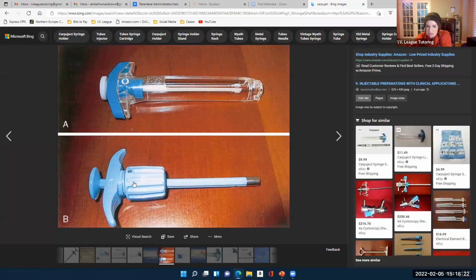It may look like this. UTMB uses these. You screw that into the pre-filled syringe, screw this part right here until it tightens, and then you can use it to administer. The syringes that are pre-filled don't have a plunger on them, so this is the plunger that you're attaching to it. Does that make sense? Yes.